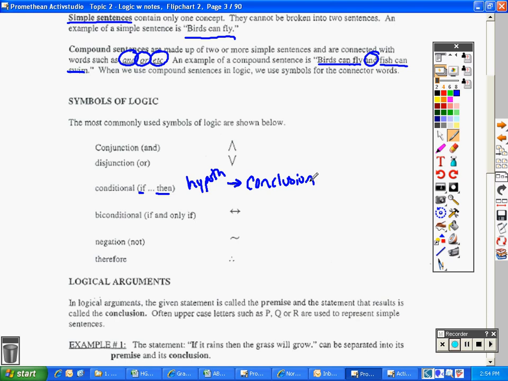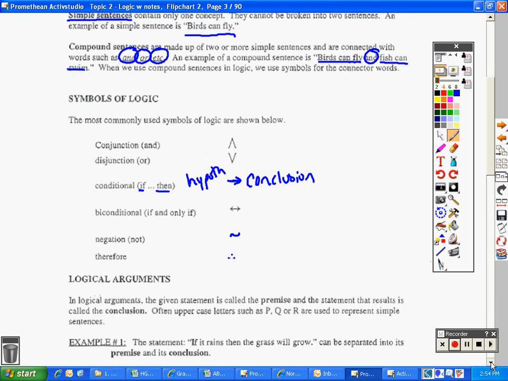Biconditional statements are what we call if and only if statements. It's like a conditional that goes forwards and backwards. Negations just mean the opposite. So if I put this little tilde in front of a simple sentence, I mean the complete opposite of it. And these 3 dots mean therefore.